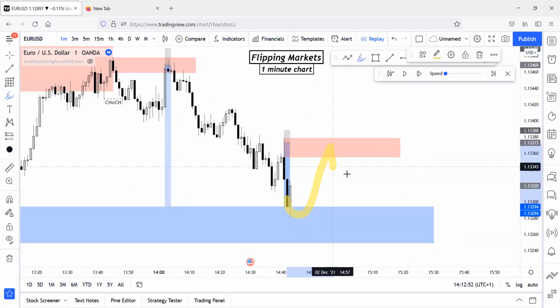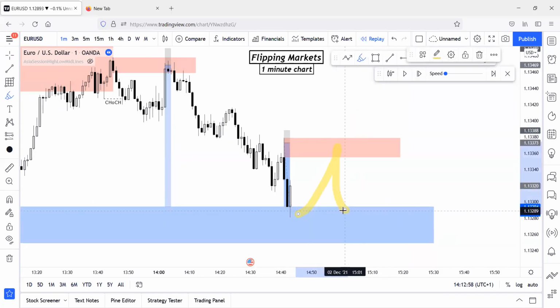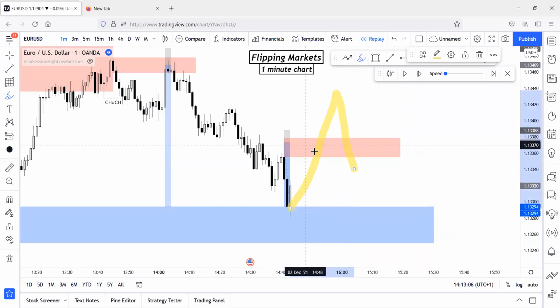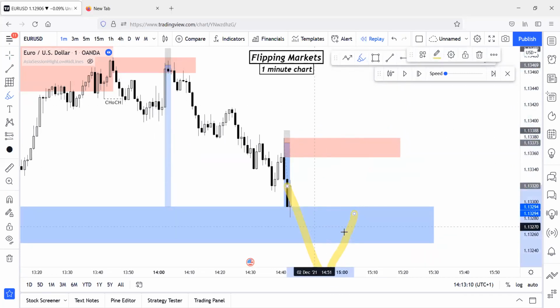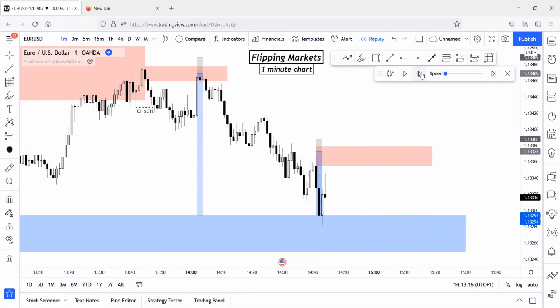If price breaks this zone, I will wait for the long entry. If price respects this zone and creates another break of structure and breaks this zone, I will wait for a continuation entry. So we have two scenarios here. The first is to break this zone and look for a long trade. The second one is break this demand zone and wait for a continuation short trade. Let's see what happens. Play price.